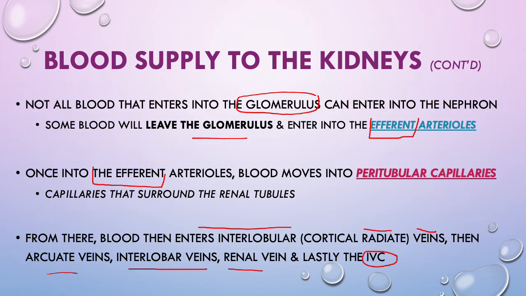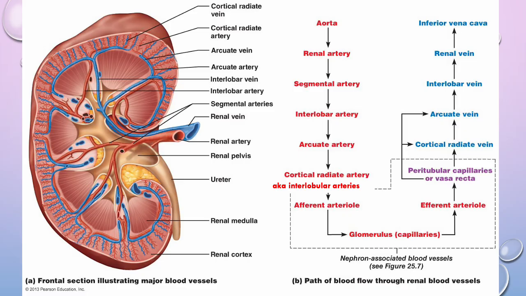And then from the IVC, we know we go to the right chamber of the heart, also known as the right atrium. So now let's talk a little bit about the flow of the blood through the renal circulation, okay? So starting from the heart, we're going to go, of course, to the aorta.